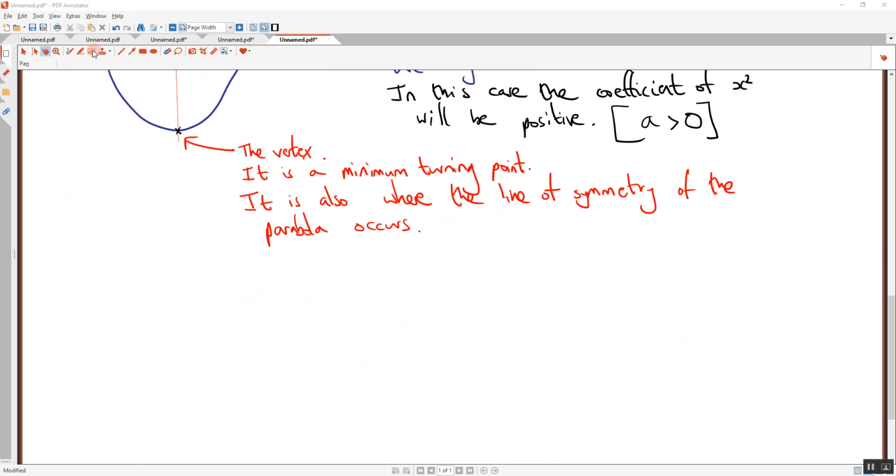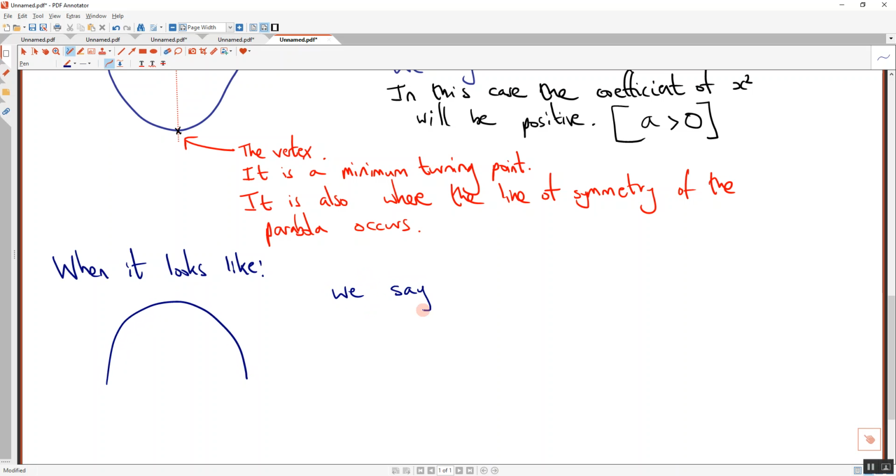Okay, so we're going to start writing again. When it looks like this, try and keep it nice and neat, symmetrical looking. We say it is concave down.